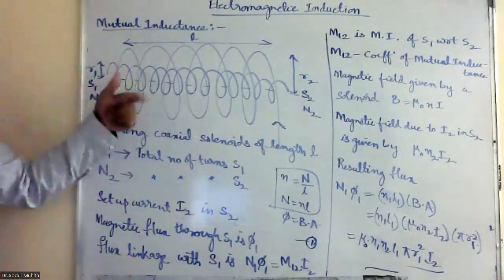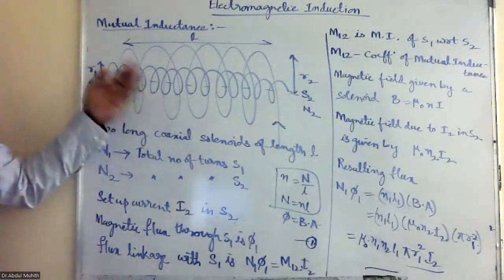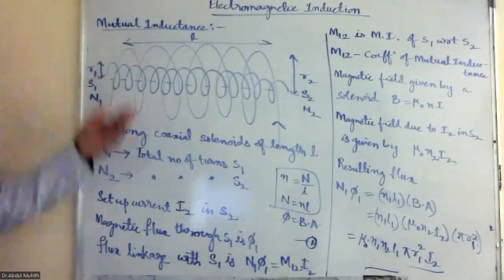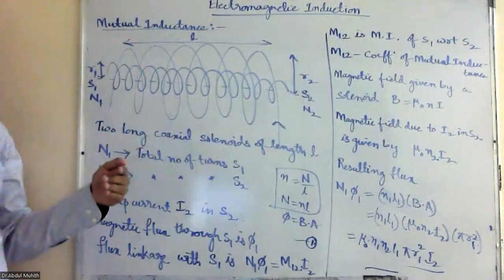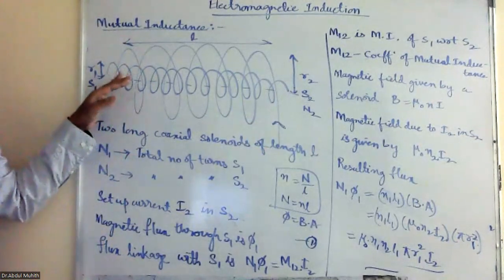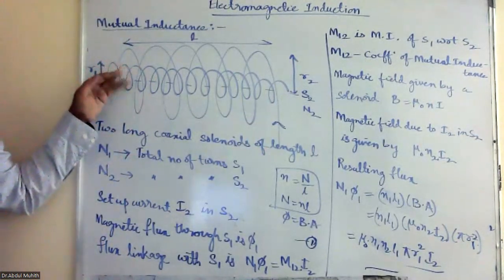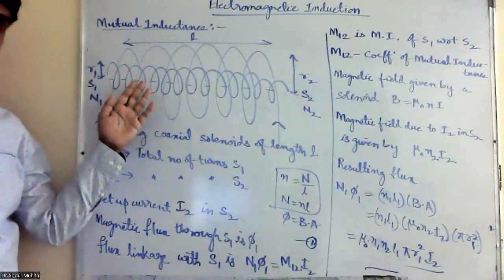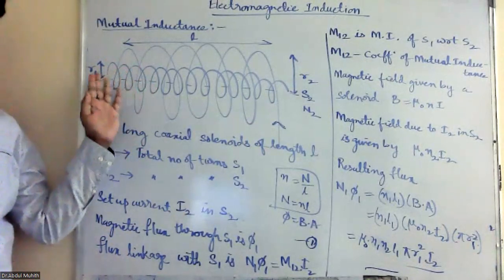So what happens around it? There is a magnetic field. So what happens when there is a magnetic field? The smaller coil will fall in the magnetic field of the second one. Understood? The smaller coil will fall in the magnetic flux of the bigger one. Is it not?